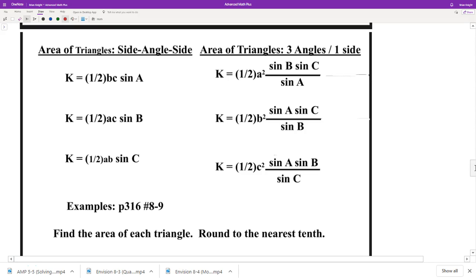There's only 3, and of those 3, I have what? An A, a B, and a C, one of each, okay? So this one is the side angle side area theorem, okay?